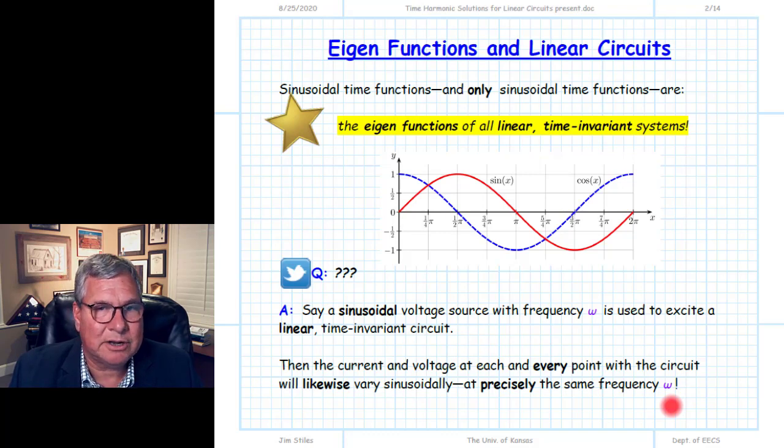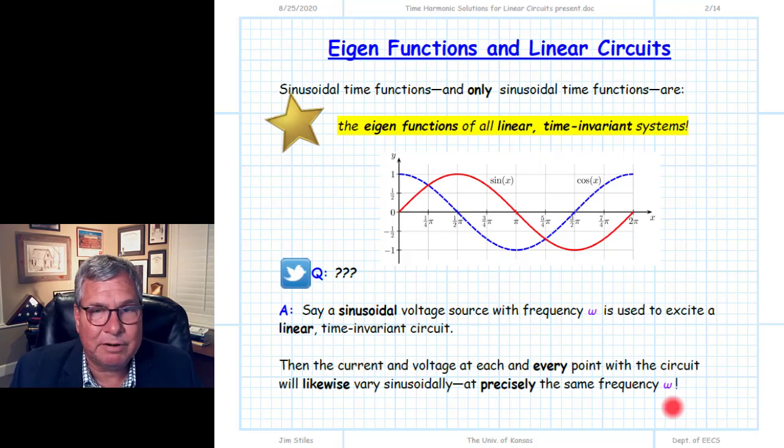If we excite the circuit with a sinusoid of 1 gigahertz, 1 billion cycles per second, its frequency omega would be 2 pi times 1 billion in terms of radial frequency. Multiply the frequency in hertz, cycles per second, by 2 pi, and that gives you omega in radians per second. So we excite it with a 1 gigahertz signal, and we look at every current and every voltage in that linear circuit. And what we find at every single spot is a sinusoid of precisely 1 gigahertz.